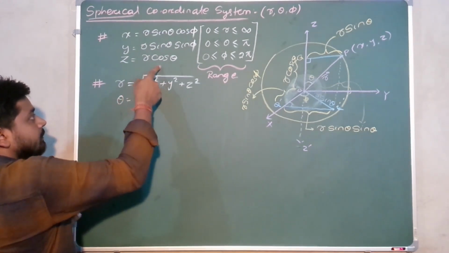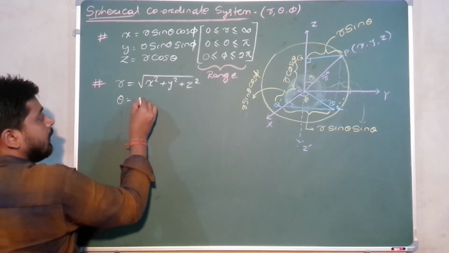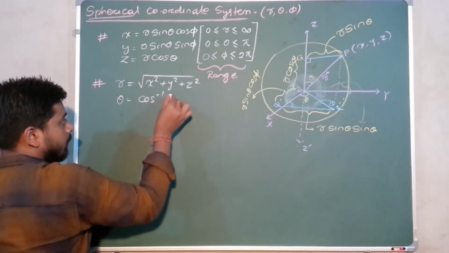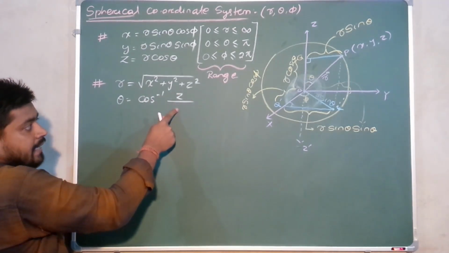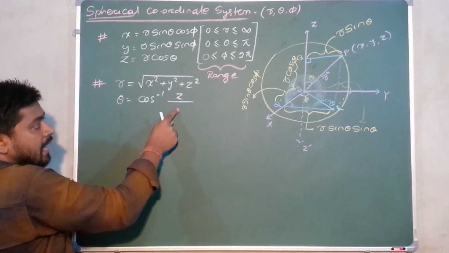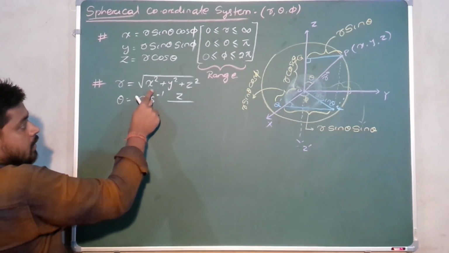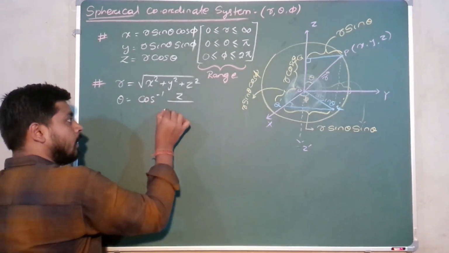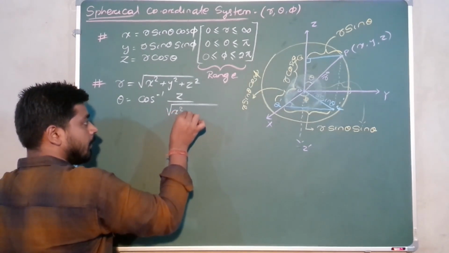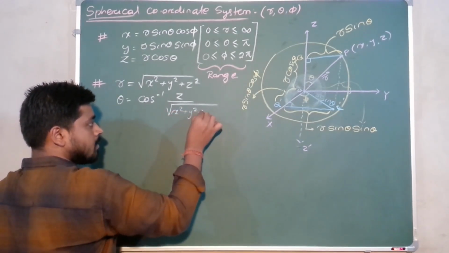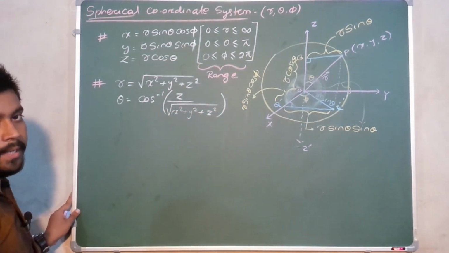Just see here, theta. Cos theta equal to z by r. That is theta equal to cos inverse z by r. But here we can't write r. We have to represent r in terms of x, y and z. So here we have r equal to under root x square plus y square plus z square. So write down here, in place of r we have to write under root x square plus y square plus z square. Yes or no? Is it okay?